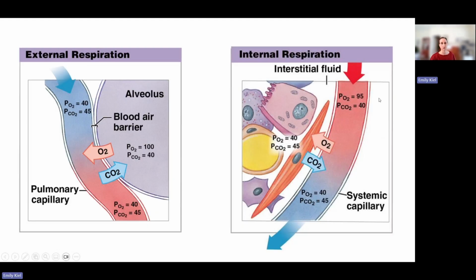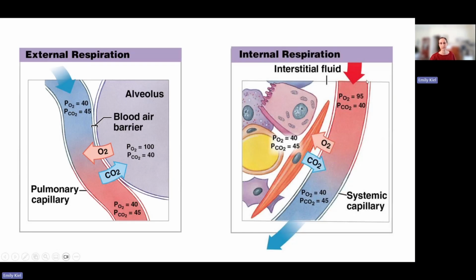So here is our, and notice this pressure of oxygen, this should be higher than it is. So this is an error in the slide. Please note that, we want that number to be more like 95. So error in the slide and in the image.